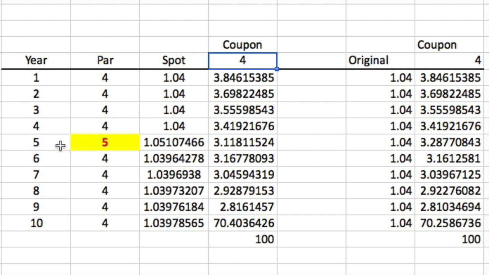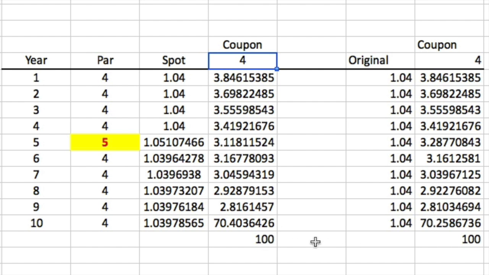When I change the 5-year rate from 4 to 5%, look at the spot rates change, and I discount everything by the appropriate spot rates, look what I get, 100. So by changing the 5-year par rate from 4% to 5%, I discount this. When I discount at 4%, this is 3.2877. Here I'm getting 3.11, a lower number. But look what happens after. Each one is a little bit higher than it is here. It still comes to 100.